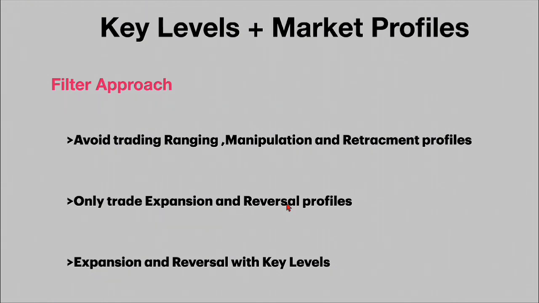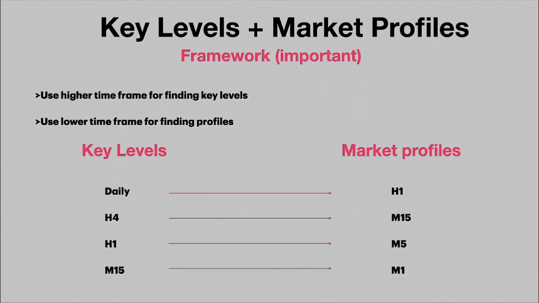We focus on trading expansions and reversals, as these profiles offer the most accurate price swings, while avoiding retracement, manipulation, and ranging profiles. For example, after a manipulation profile, we can trade the next profile because we know an expansion will likely follow a manipulation profile. After an expansion profile ends inside a key level, let's move to the next section, where I'll provide a structured framework on time frame selection for integrating market profiles with key levels.